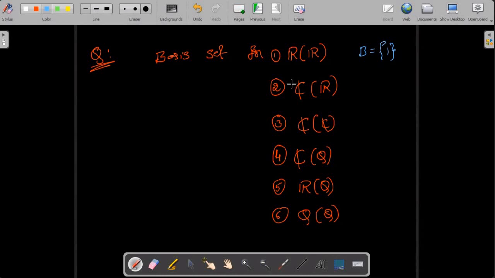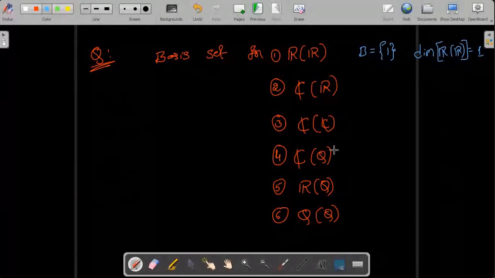So any non-zero singleton set becomes a basis here for the first one. Now if you ask me what is the dimension of R over R, I'll say this is 1. Why? Because there is only one element in the basis set. Similarly, you think what will be the basis set here?